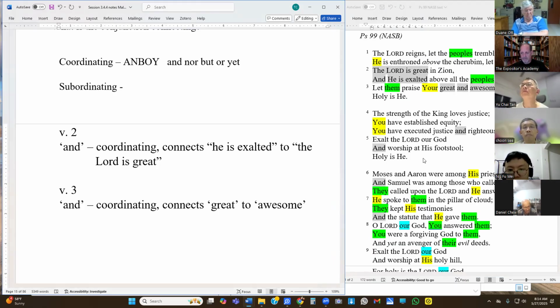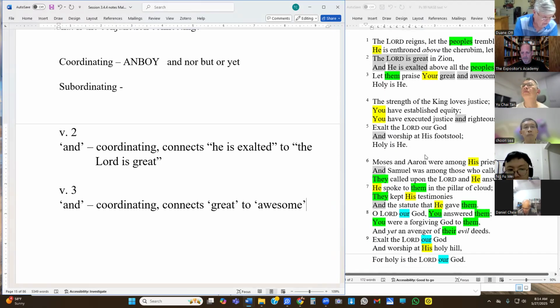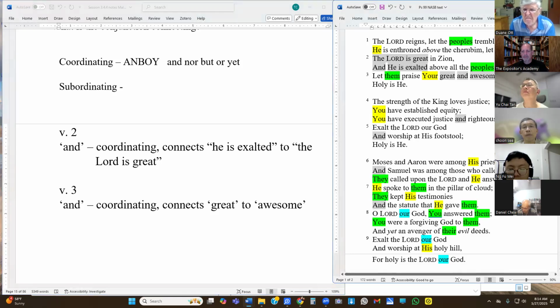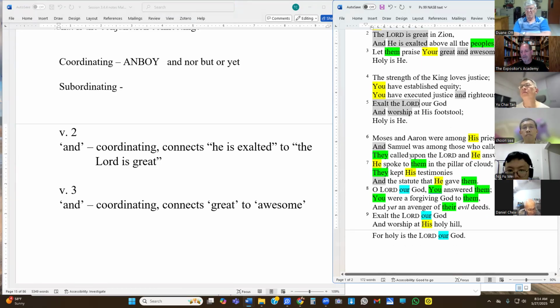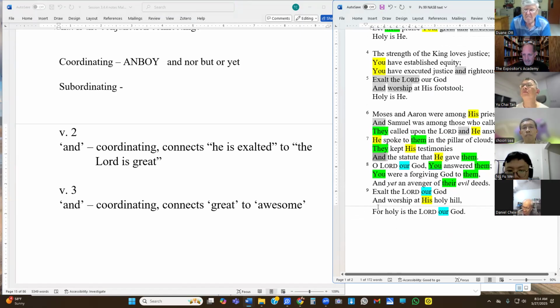Let's see. Verses 4 and 5, we again just have and, as I noted. So it's justice and righteousness being connected. Verse 5, exalt the Lord, is being connected to worship. So two commands being connected there together. Let's go down. Of course, verse 6, we have an and. Verse 7, an and.